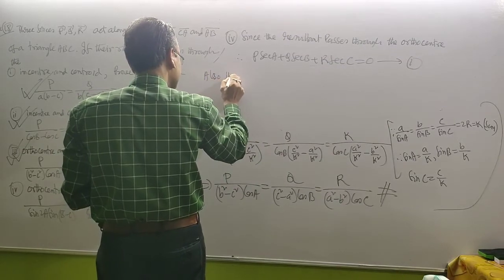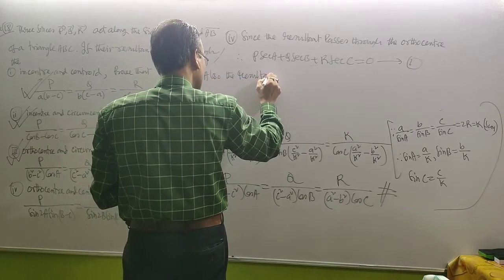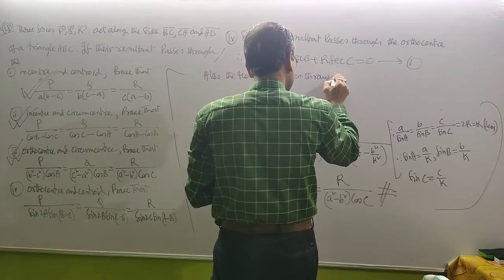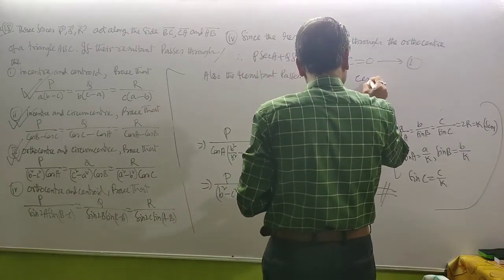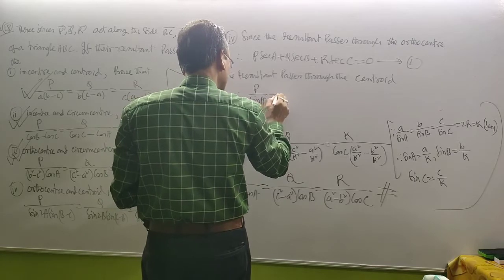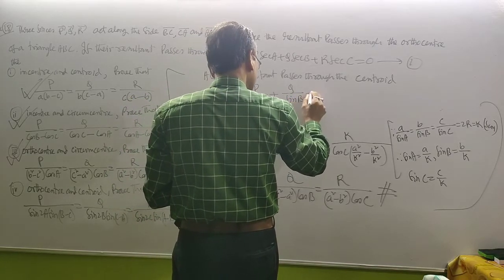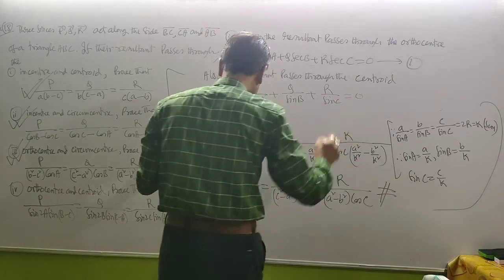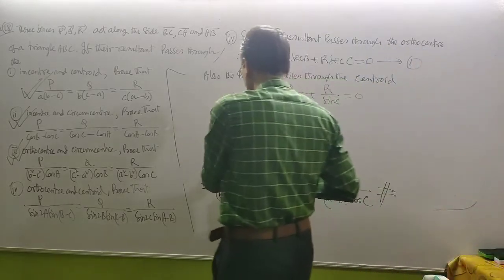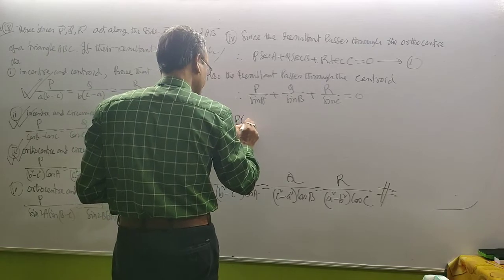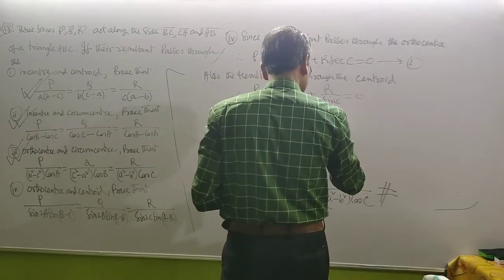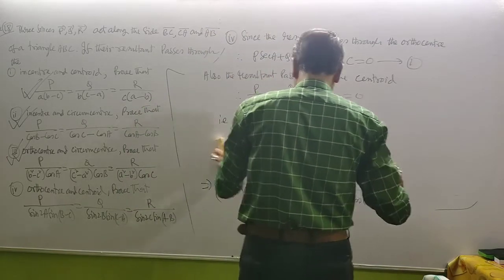Also the resultant passes through the centroid. Therefore, P by sin A plus Q by sin B plus R by sin C equal to 0. This result can also be written as P cosec A plus Q cosec B plus R cosec C equal to 0.